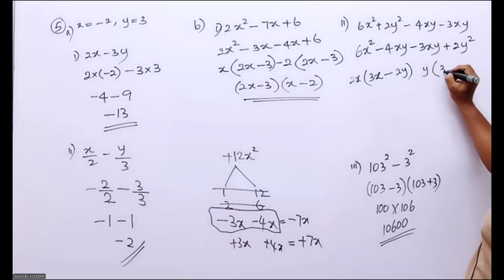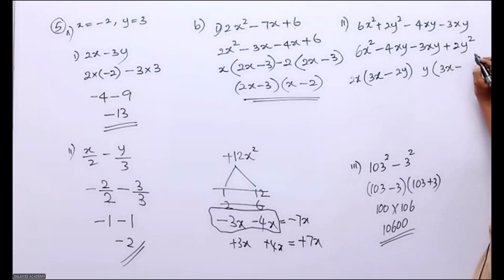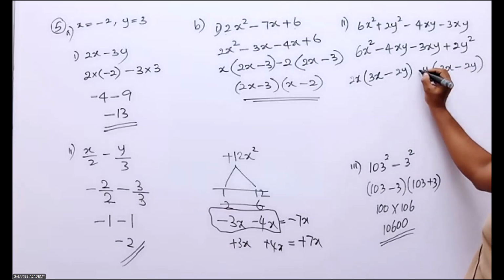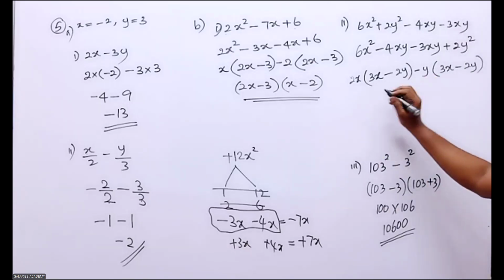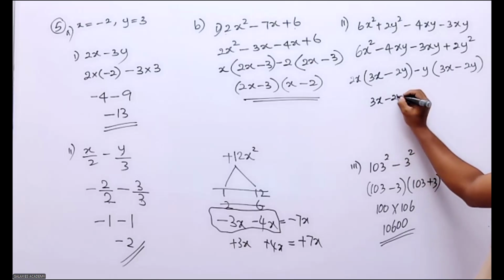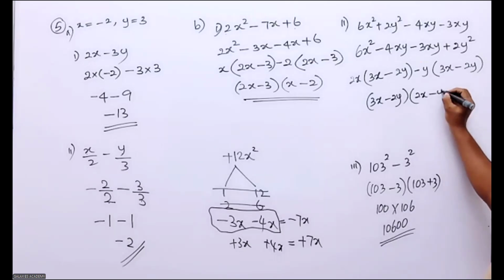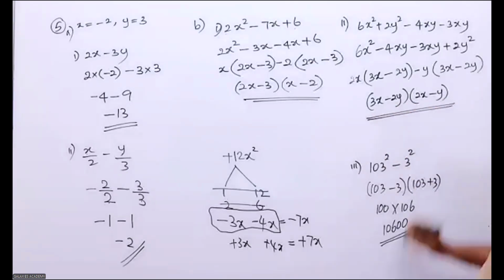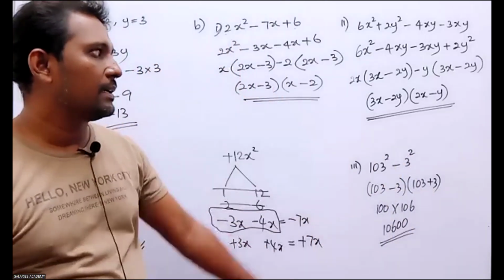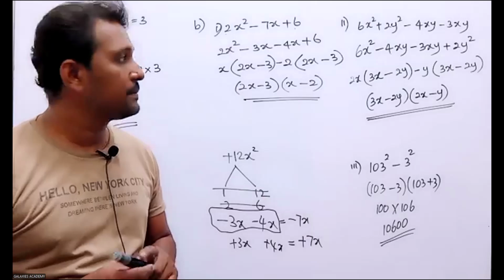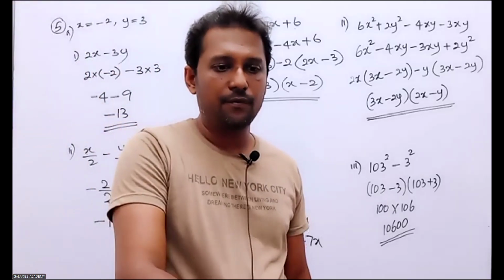This one remaining 3x. This one should be minus. Then from this one remaining 2y. Which y do you have to take outside the bracket? Minus y. Right, then again 3x minus 2y is common. From this one remaining 2x and from this one remaining y. So what are the factors? 3x minus 2y, another bracket 2x minus y, right? They are the answers for question number 5.